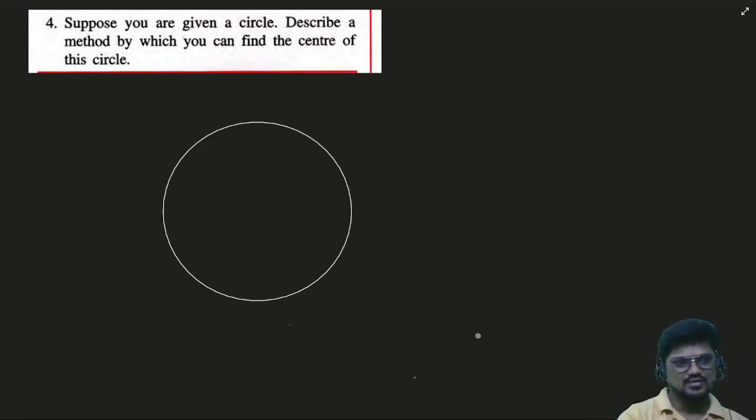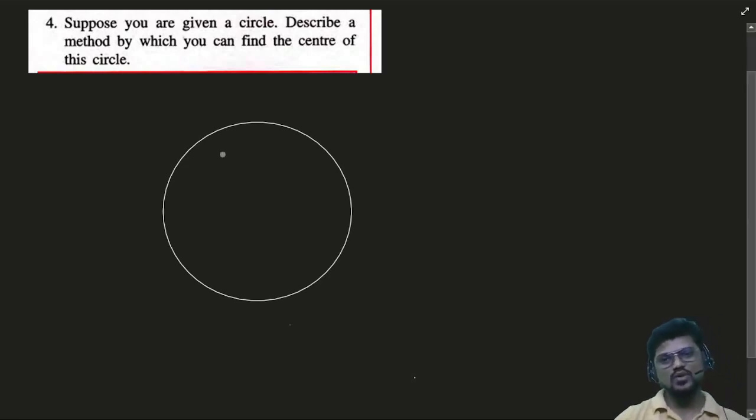Sir, perpendicular bisector we will do. How will you draw? Sir, if we draw two diameters intersecting. But how will you know? You will get a scale and draw a diameter like this. Barabar.